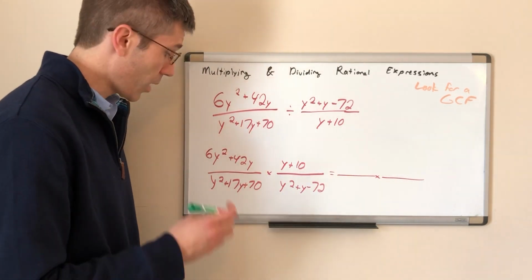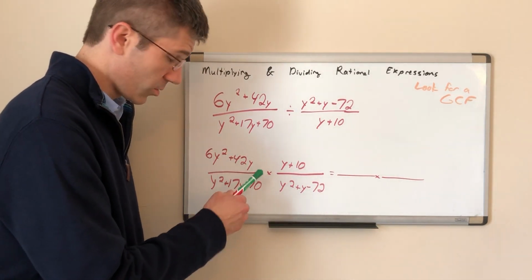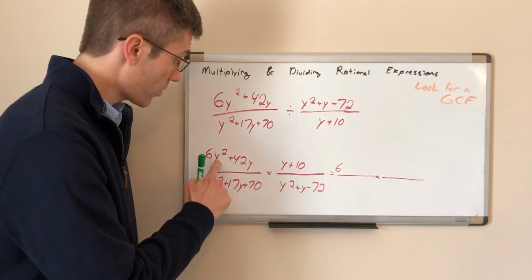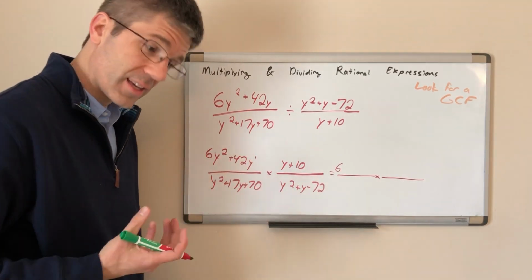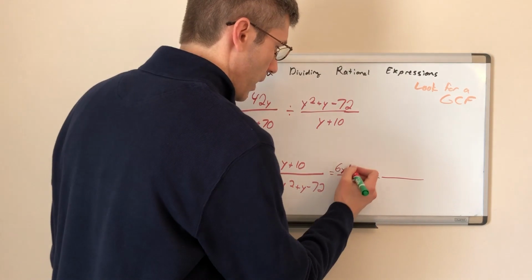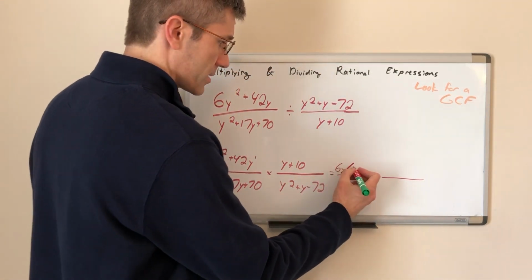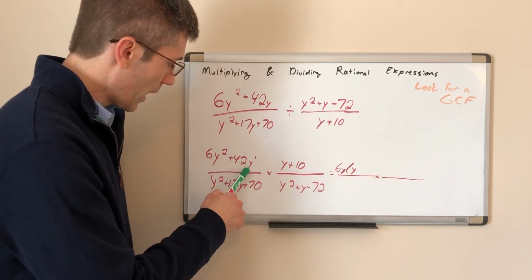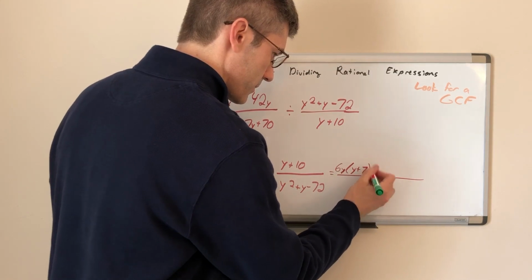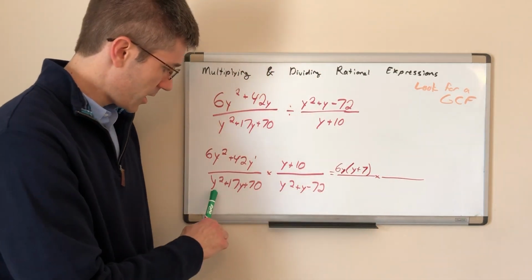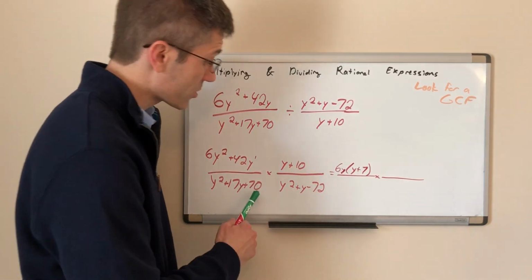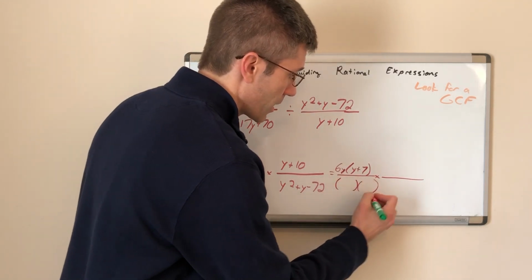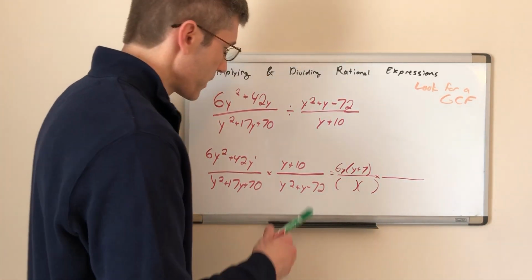So, looking for a GCF. What goes into 6y squared plus 42y? 6 goes into both terms, and both terms have a y to the first that they could have factored out. So 6y. And then 6y squared divided by 6y is going to give me y. 42y divided by 6y is 7. Okay. Denominator, no greatest common factor, but I can factor this. I need two numbers that multiply to give me 70 and add together to give me 17. It's your job, go ahead and do it because you know it. Nothing factors here.